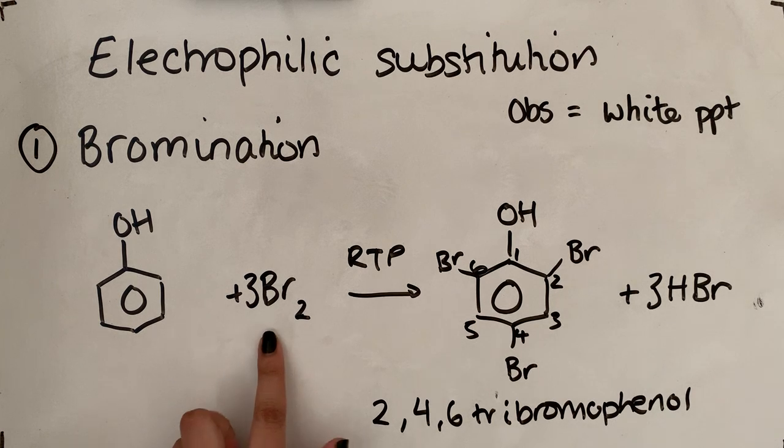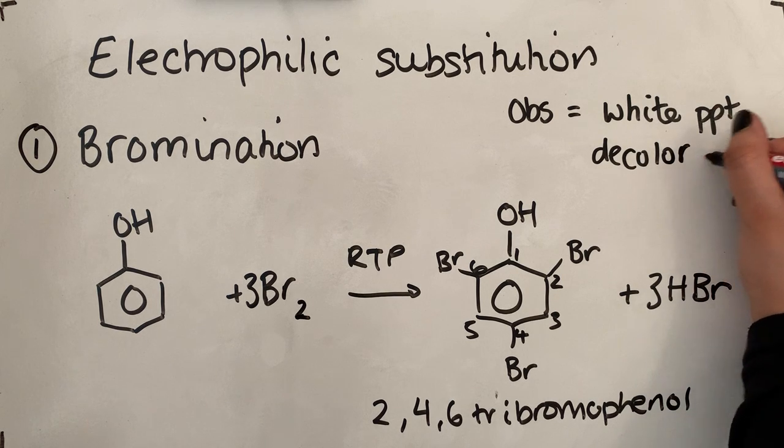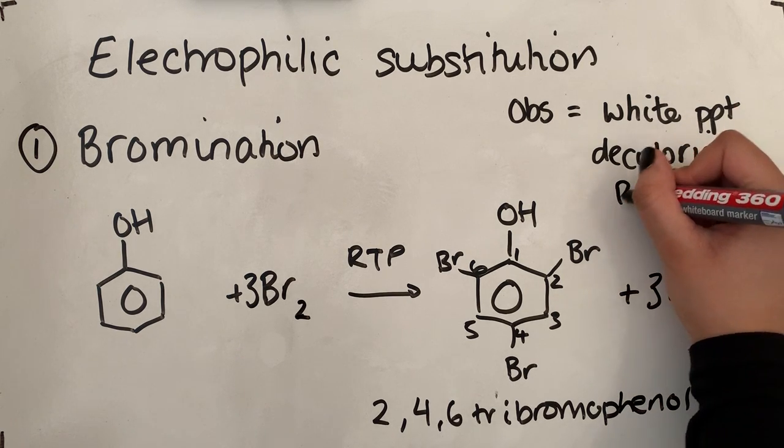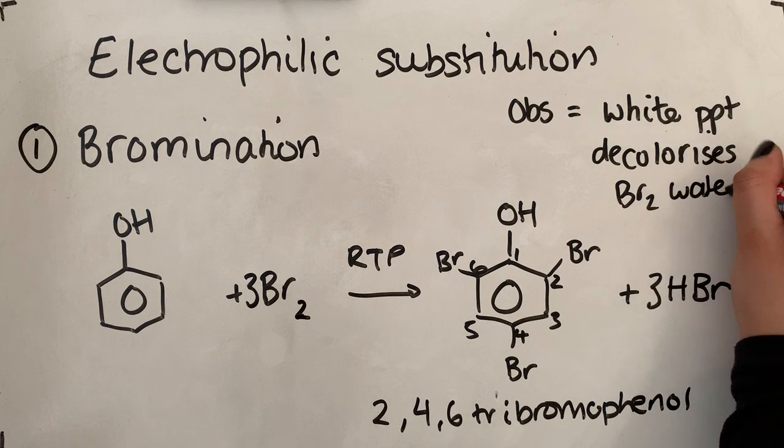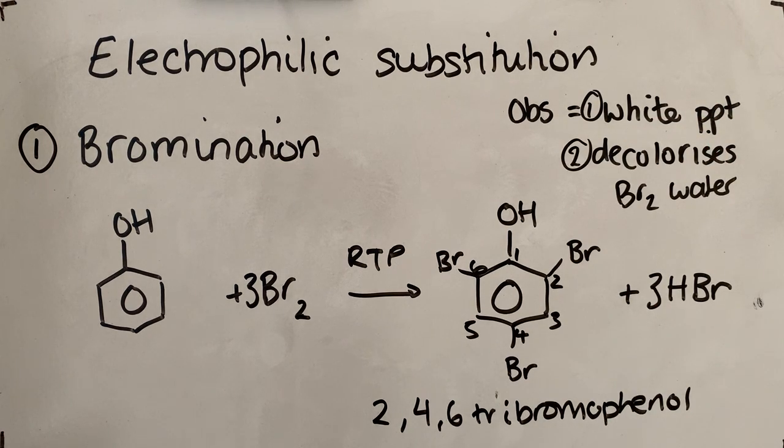Observation number 2, so you're reacting with bromine. Bromine is an orange-brown liquid. At the end, you shouldn't have any bromine left, and therefore the orange-brown colour should disappear. So the second observation is that it decolorizes bromine water. Okay, so observation number 1, observation number 2. And you need to know, if they ask for the observation in an exam, you have to jot down both those observations.